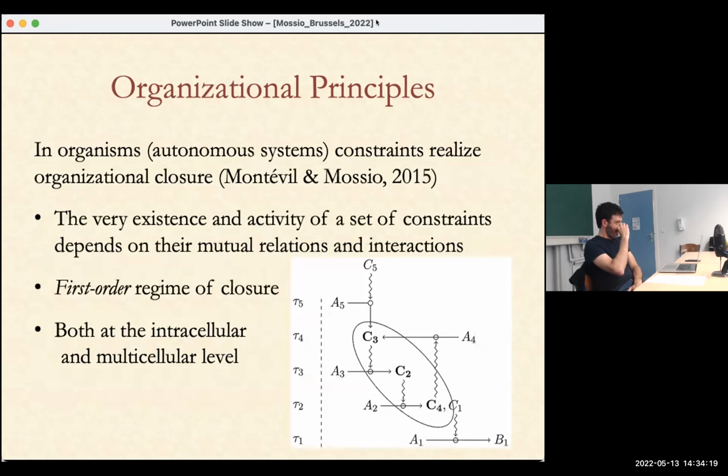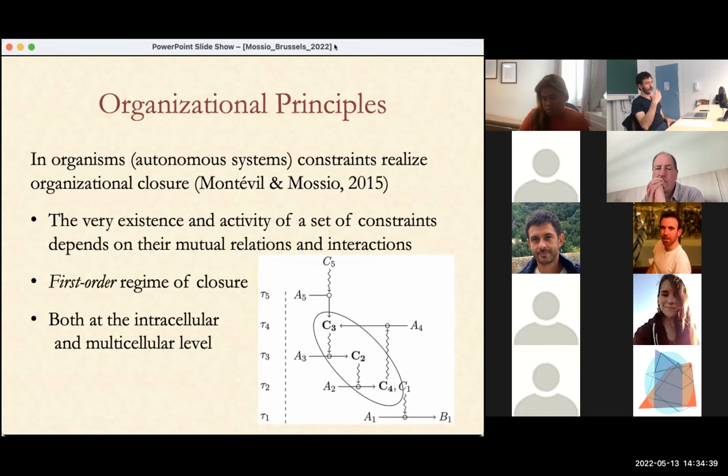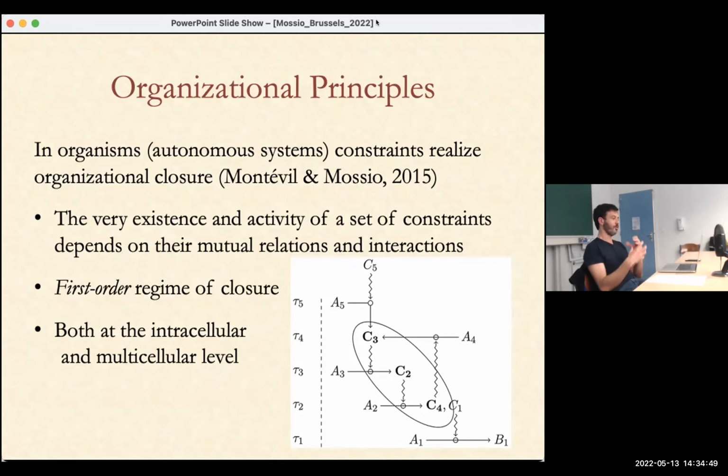So there are two steps. One is the idea of constraint, the distinction between processes and constraints, and what the theory claims is that in organisms, constraints rely on closure. This notion is an old notion, it has a sort of history in theoretical biology. So we use that in the sense that this comes from both Stuart Kauffman's sense and Robert Rosen's sense. There's this paper that we wrote that tried to make that explicit, which means that in this situation, the existence and activity of a set of constraints depend on their mutual relation and interaction. Constraints are there because they are continuously maintained or rebuilt or reproduced by the system that they constitute.